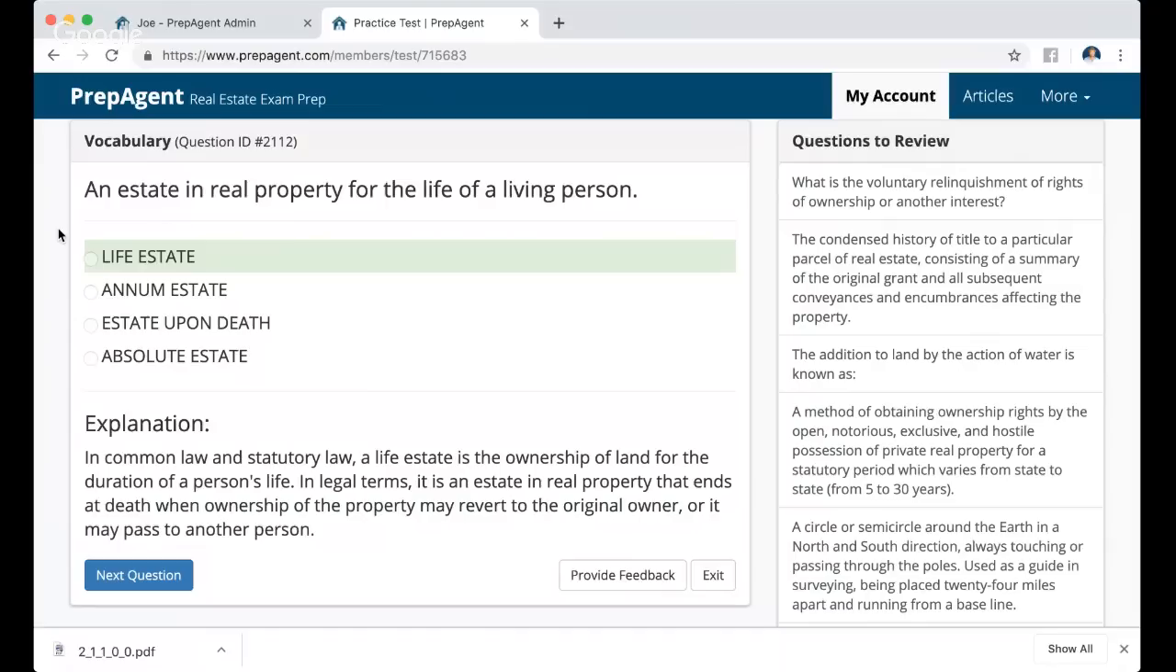Okay, so those are freehold estates. The other type is a less than freehold estate. Can you guys give me the 4 types of less than freehold estates?